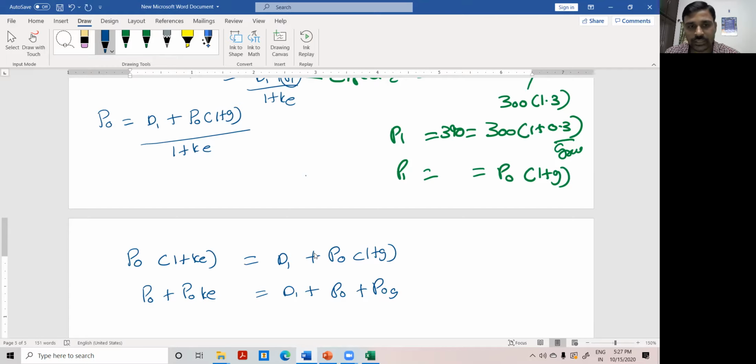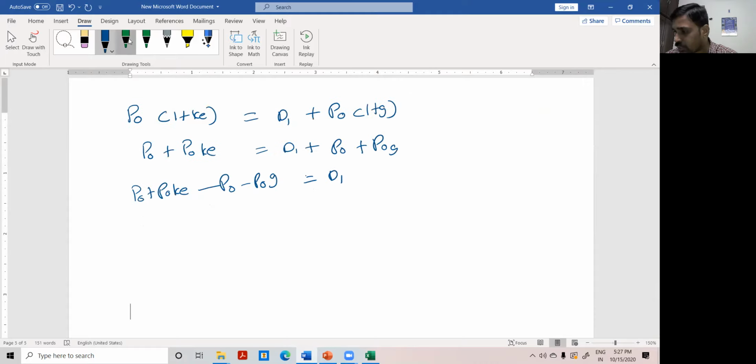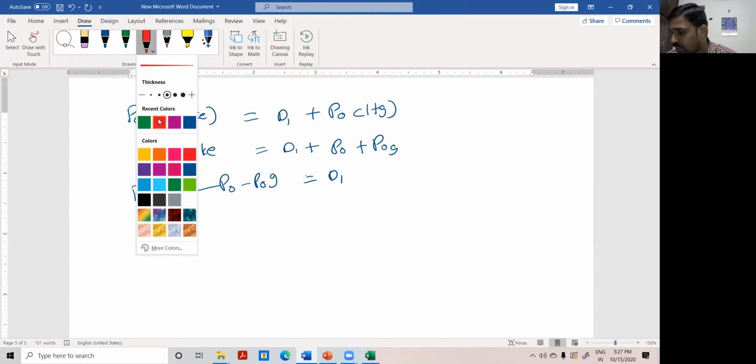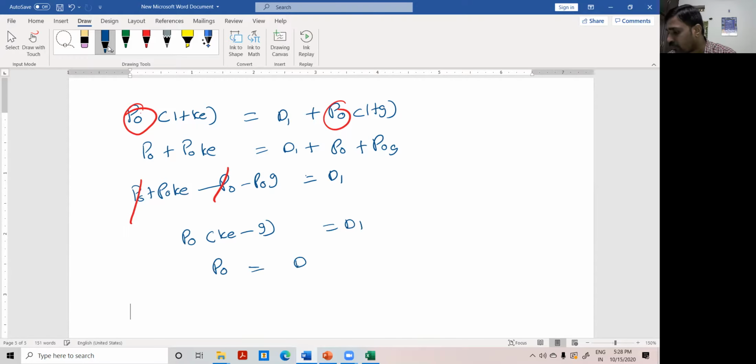Next, I'll take P0 plus P0 KE to the left hand side: P0 KE minus P0 minus P0 G is equal to D1. Now I cancel this P0 and this P0. Whatever is there, KE minus G, I'll take P0 as common. I'll write P0 into KE minus G is equal to D1. So therefore P0 is equal to D1 divided by KE minus G. This is the formula.